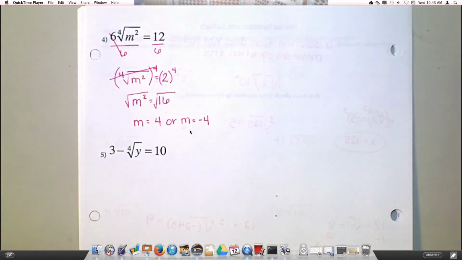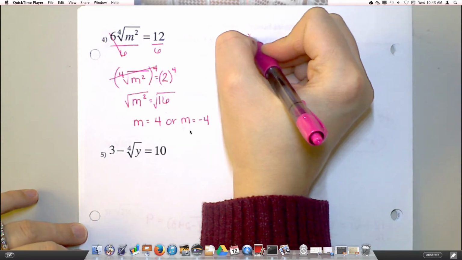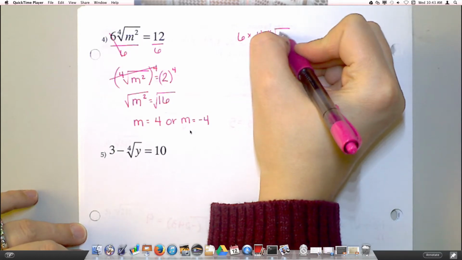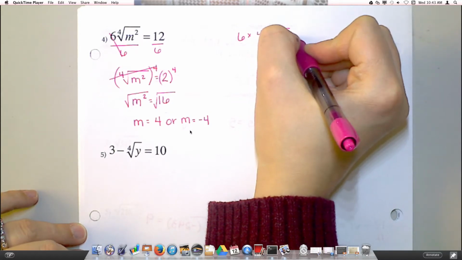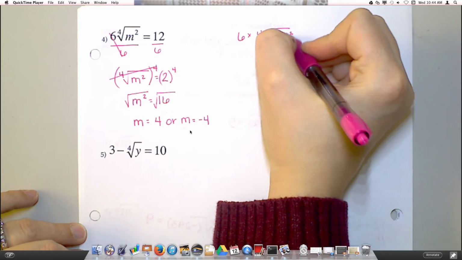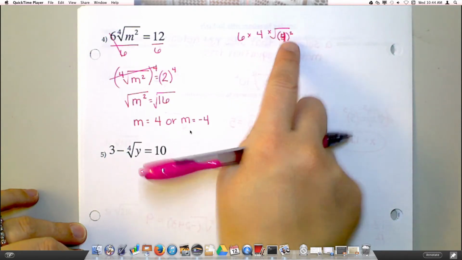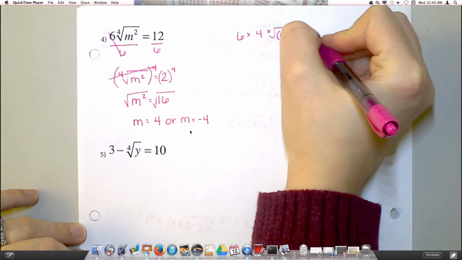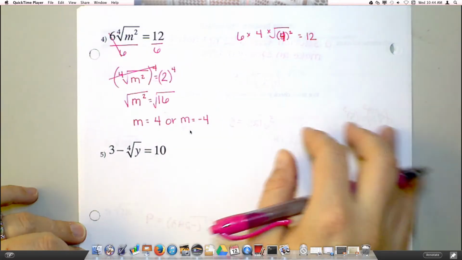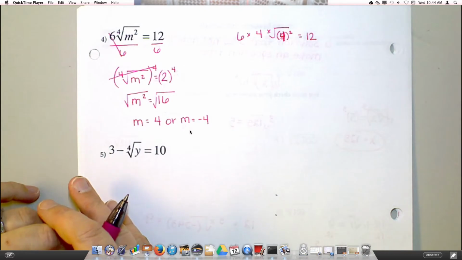So here's how I would type that in. First I would type the 6 times 4 and then the x root button of 4 squared. Sorry, not 2, 4 was our answer. So 6 times the 4th root of 4 squared should equal 12. Check it. Does it equal 12? Yes. Wouldn't you know which one is the right answer if it's positive or negative? Not necessarily. They can still both be the right answer.